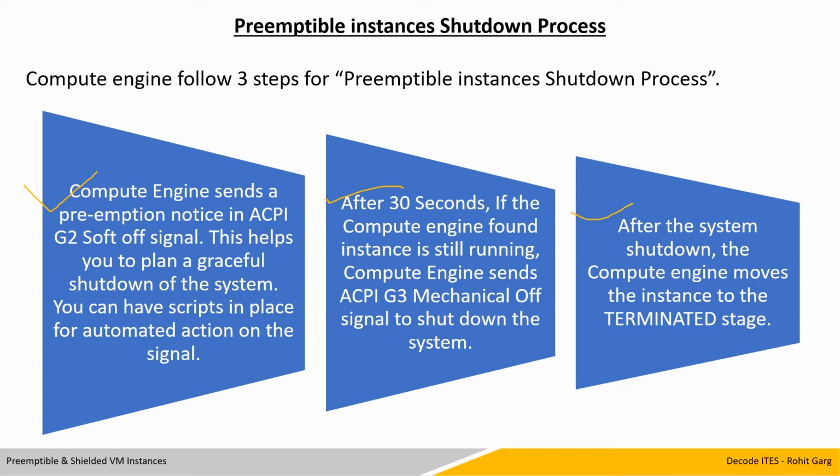That means after step 1, you can have automated scripts that save your files and clean the state, so that your data is saved and you will find it intact when you start that machine or use that data again. In step 2, if the machine is still running and you don't have those scripts in place, it gives your machine 30 seconds to wind down, and after that it will send the mechanical off. That means a hard stop for your system. Once your system is shut down, it will automatically move to the terminated state so that no extra cost will occur for these machines.